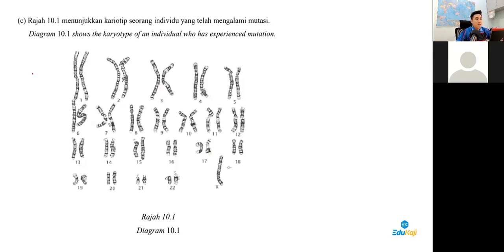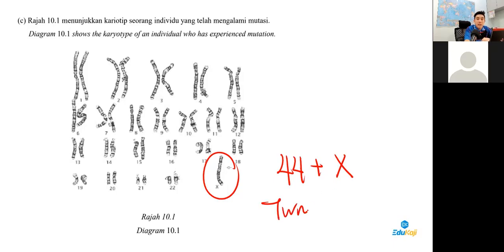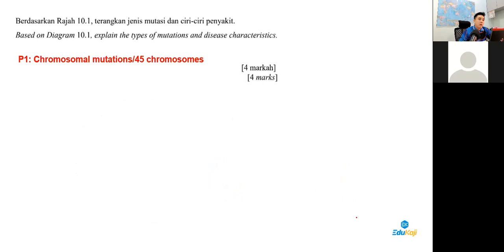Okay, for part C, where's the problem? Guys, so lack 1 X, 44 plus X. 44 plus X means Turner syndrome. Lack 1 X. Why? Non-disjunction occurred. Then talk about the characteristics. 4 marks is important. Okay.